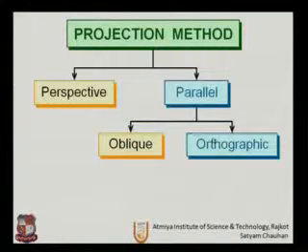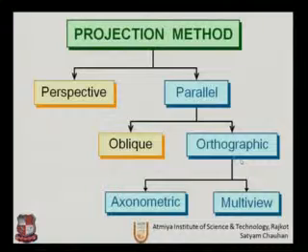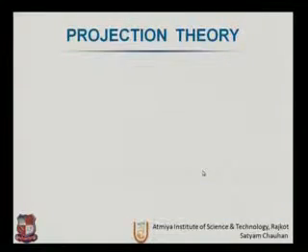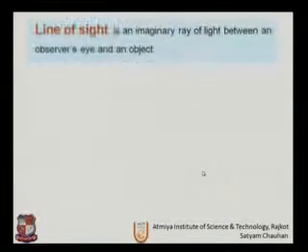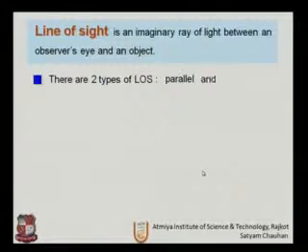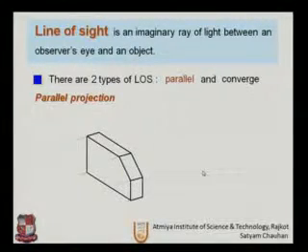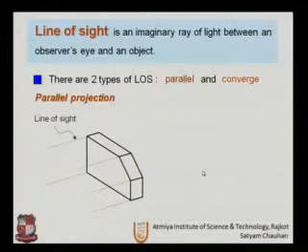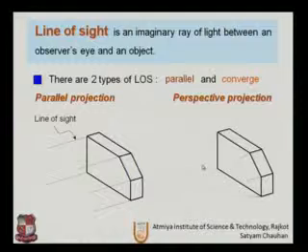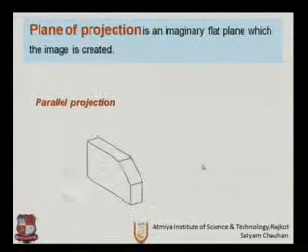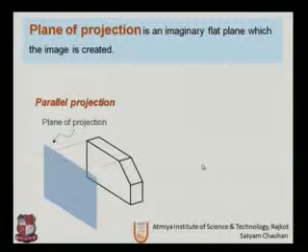So here is the projection method. We have seen perspective and parallel, so from those we are using parallel and orthographic projection to show the multi-view or axonometric view. And as we have seen, there are two types of lines, that is parallel projection. So this is our line of sight, and hence we are not using perspective projection. In orthographic, we are drawing the projection from each and every individual point.